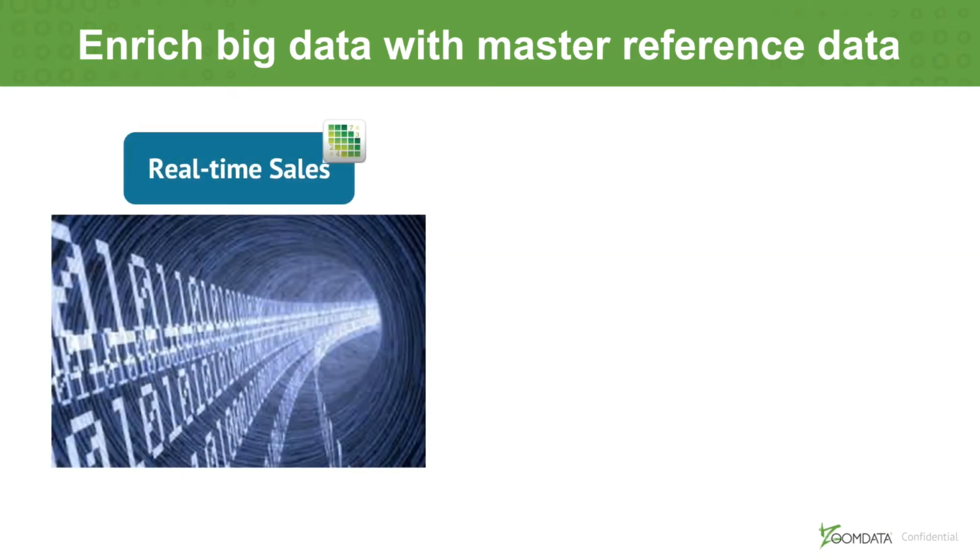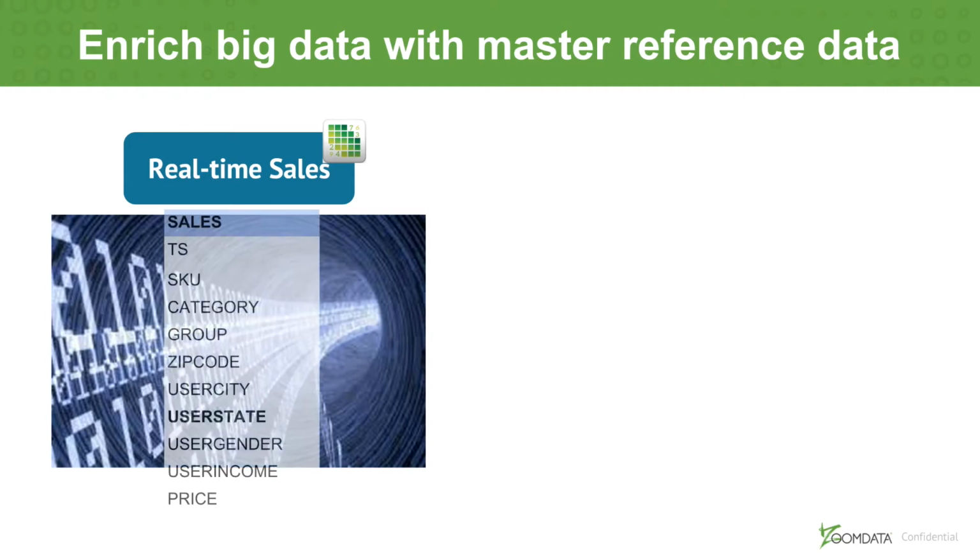In this demo, we'll use a real-time stream as the big data source. The data I have is some generated data that simulates a point-of-sale system, and new sales transactions are streaming in through real time. Now, part of this stream shows information about the customer who made the transaction and their location, including zip code and state.